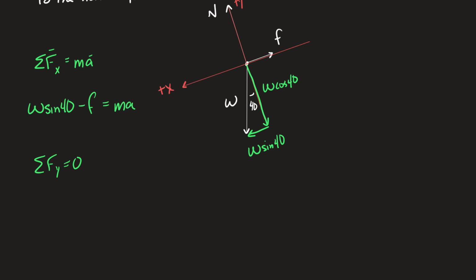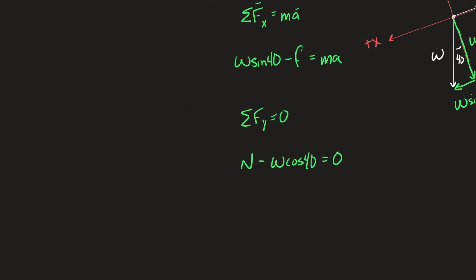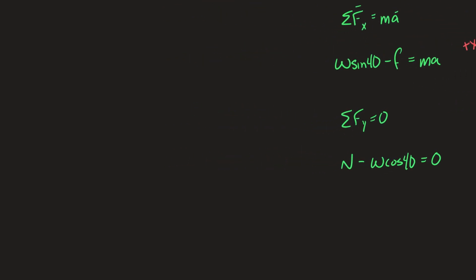The other one looks like this and this, right? One up and one down. So normal minus W cosine 40 equals 0. All Newton's laws can do for you are generate relationships. These are our two relationships.